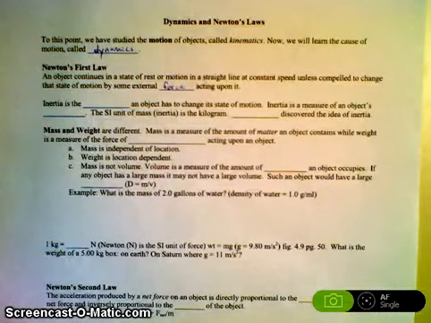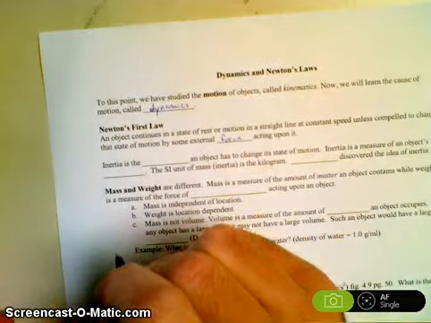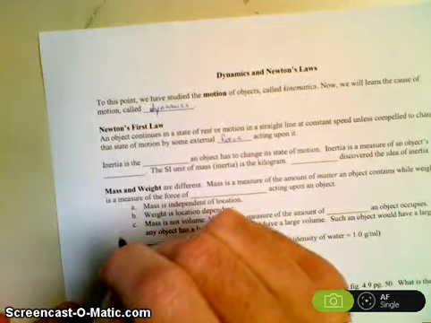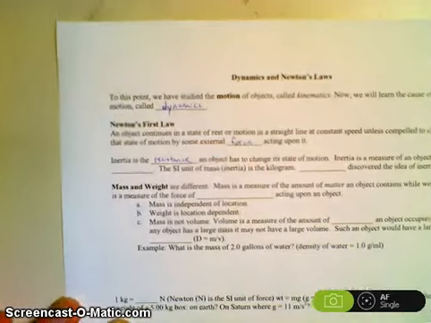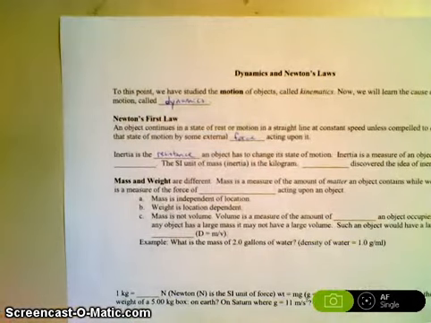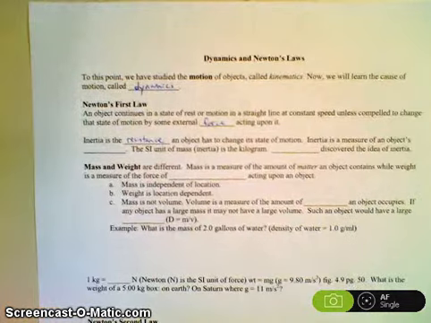A couple concepts here. First is inertia. Inertia is the resistance an object has to a change in its state of motion. Inertia is a measure of the object's mass. So the greater the mass of an object, the more inertia it has.